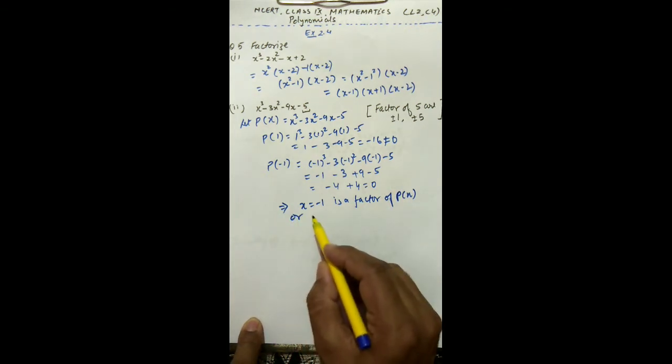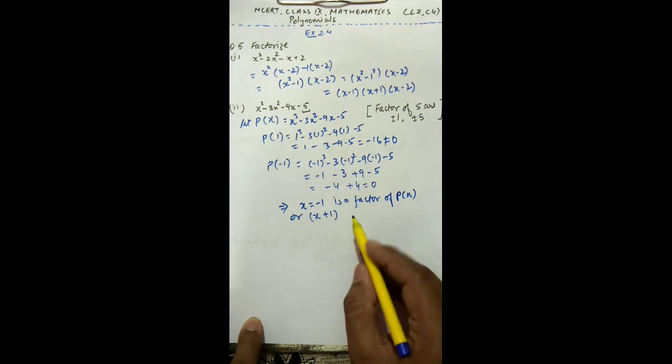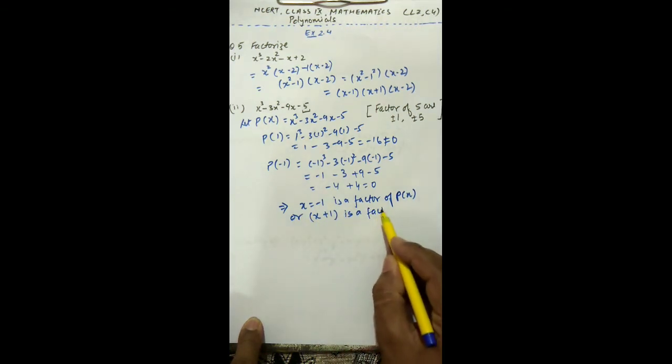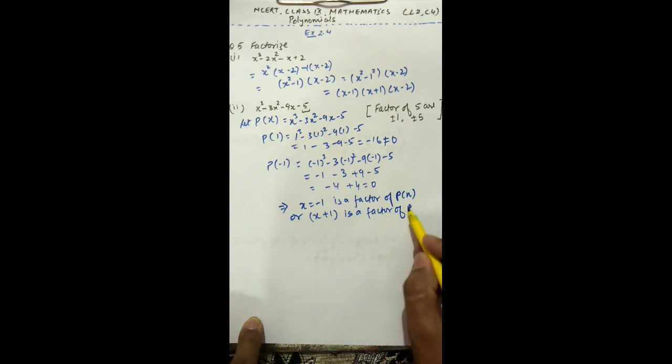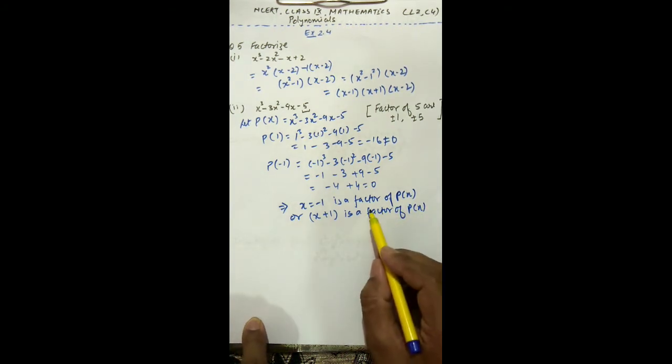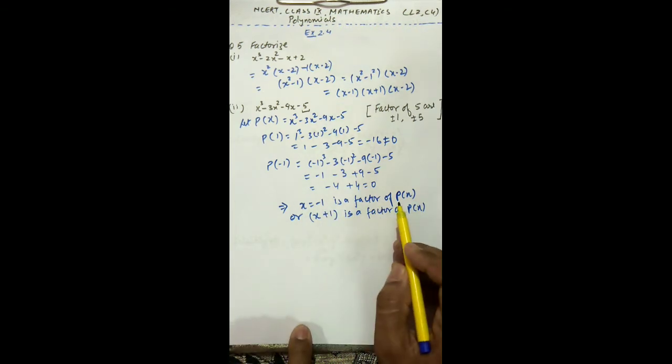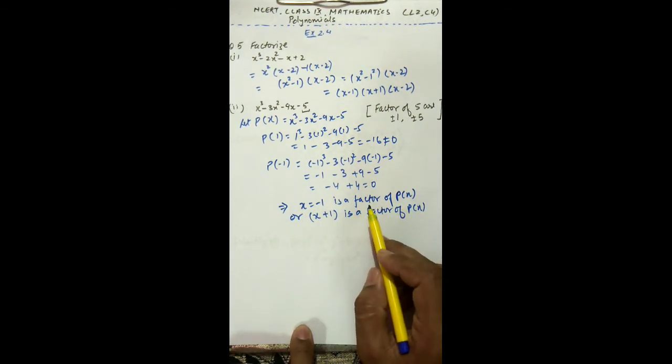Or you can say that if you bring this minus 1 to this side, x plus 1 is a factor of p(x). Here we can also say x equal to minus 1 is a zero of p(x). So the better term is zero.